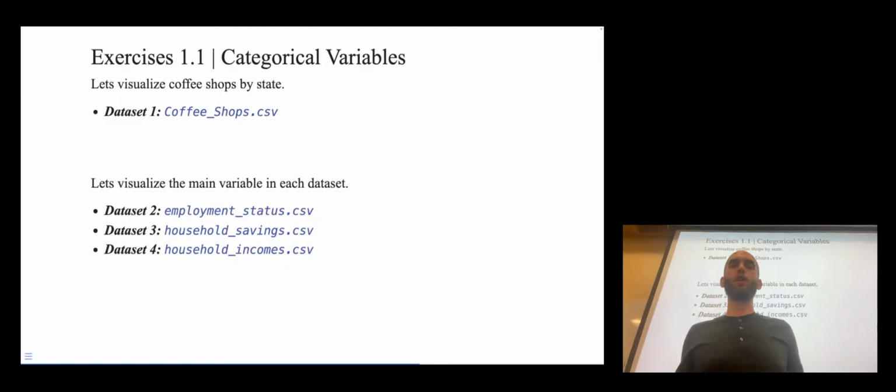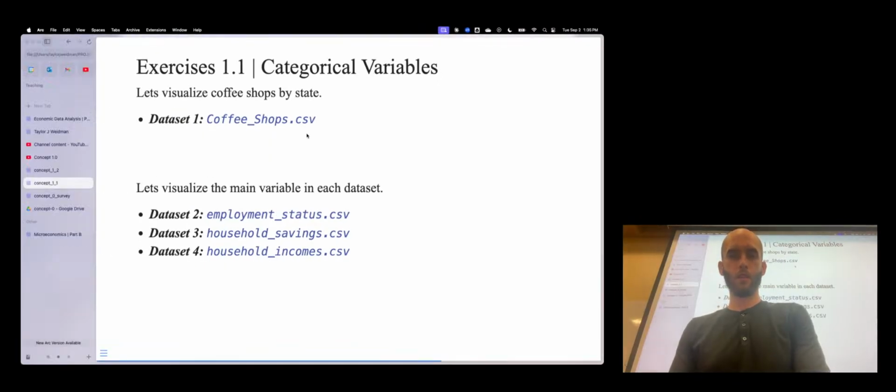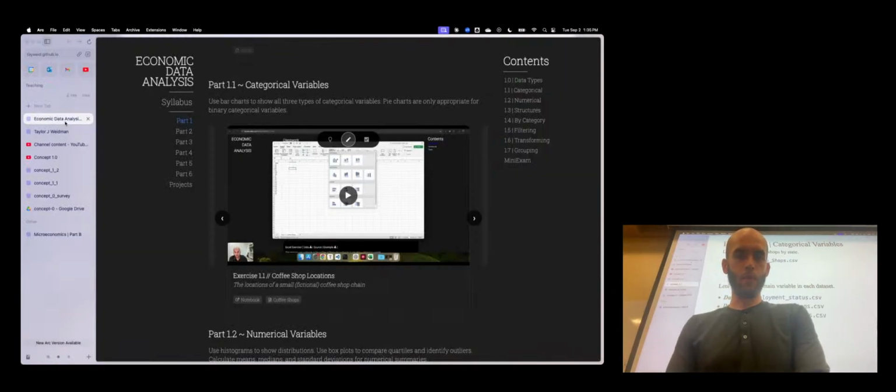Okay, so we're going to do this together. So you all have your computers. What we're going to do is navigate to the course website, and we're going to download this data set, coffeeshops.csv. So we'll run over here.